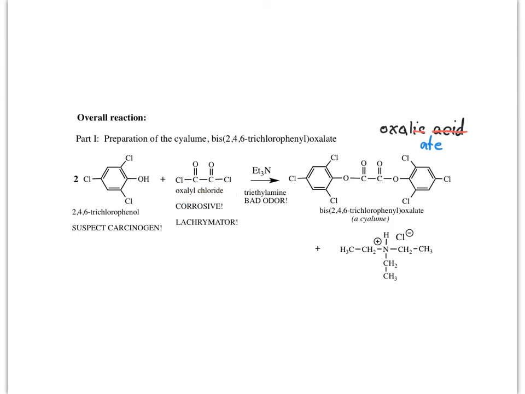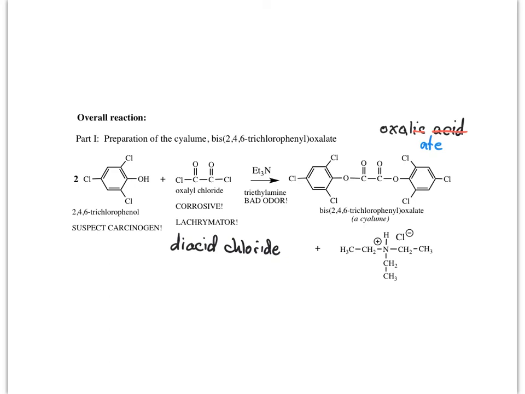So this would be classified as a diacid chloride. So that fits with the chapter that we're talking about, the chapter on acid derivatives. So this is an acid chloride. Note, you have an acid chloride group here and an acid chloride group there. We're going to use triethylamine as a base to help deprotonate our phenol to turn it into a nucleophile.